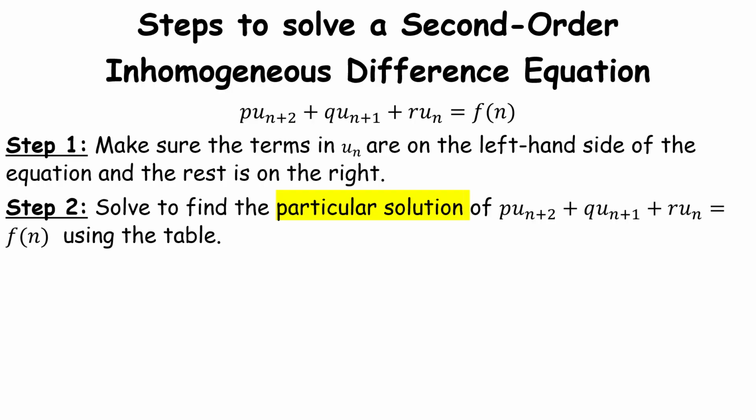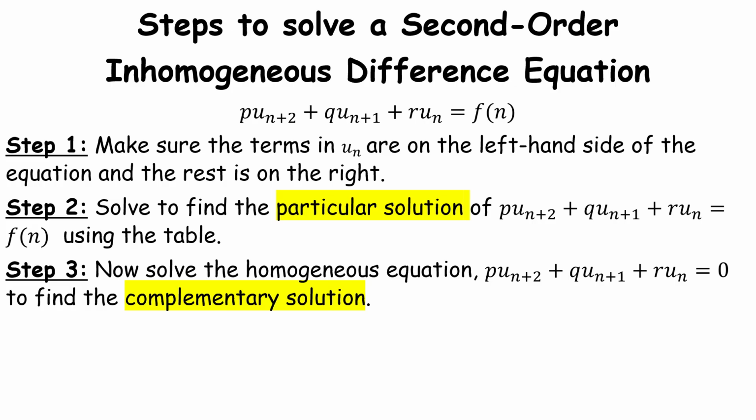Step two, we're going to solve to find the particular solution using the table. So the particular solution is basically linked to that function on the right-hand side. If we have a quadratic, then our particular solution will be quadratic. If we have a linear, our particular solution will be linear. I'll give that table on the next page.